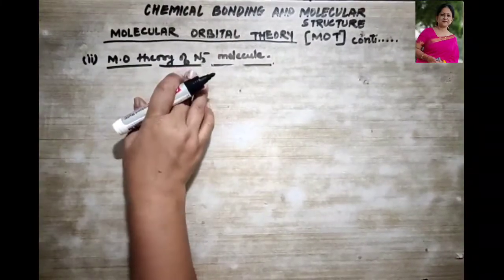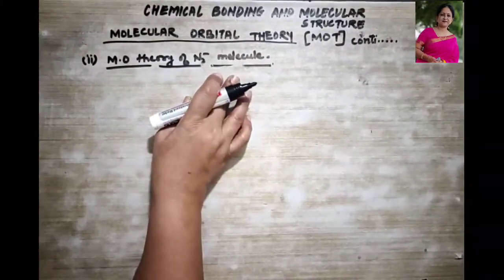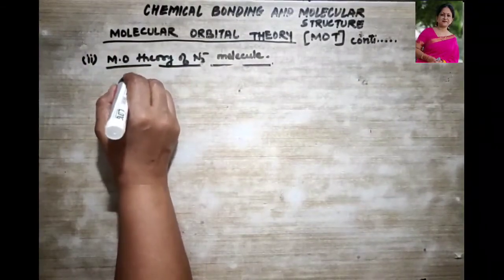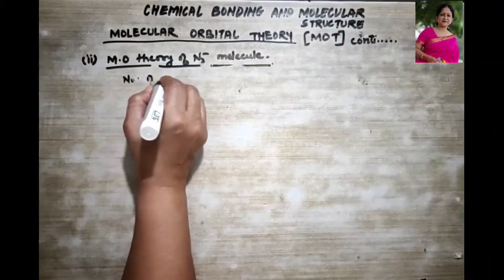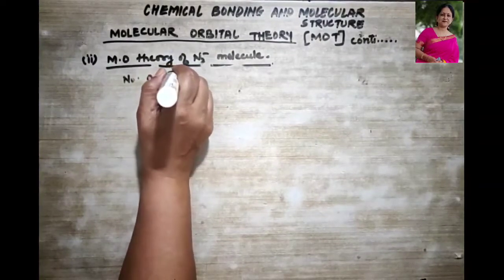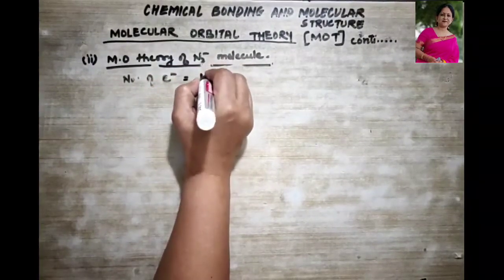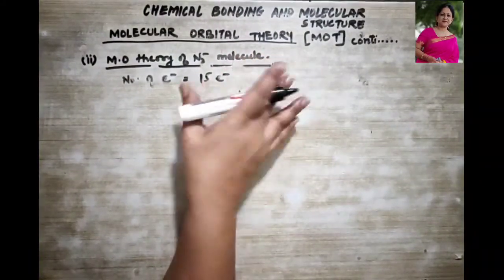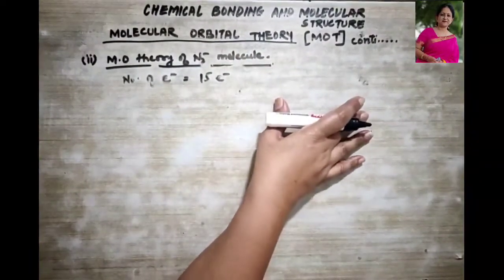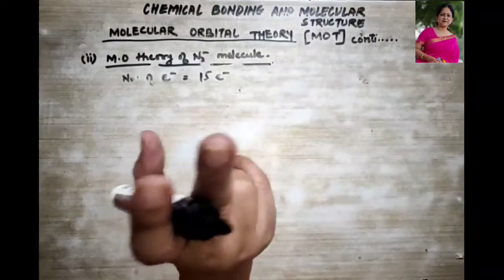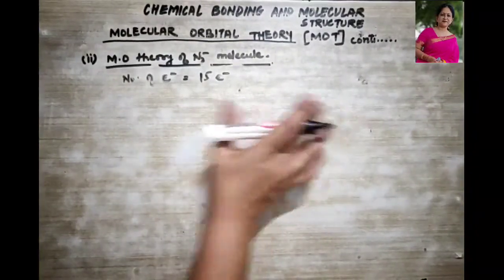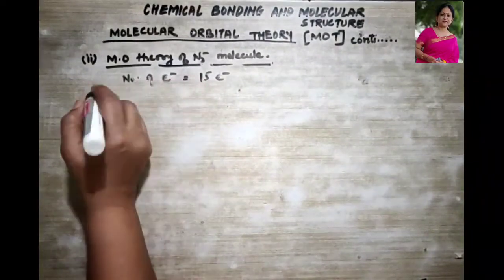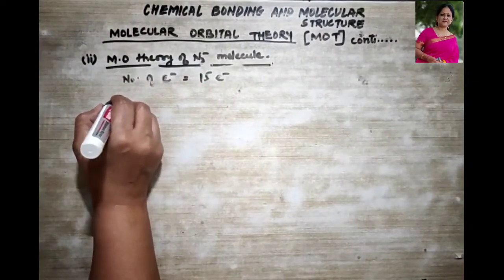Now look at this N2 minus molecule. This molecule has how many electrons? Number of electrons are 15. Okay. So what will be the electronic configuration? Now I am not going to draw the diagram. That is for you to practice. I am going to write down the configuration.